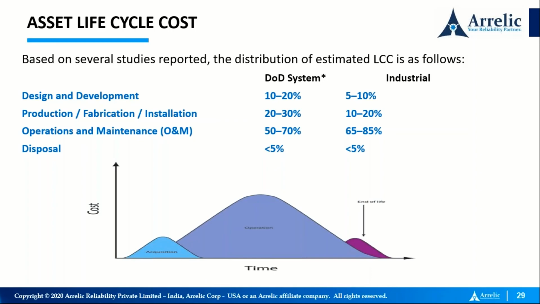So in a graphical format, you can see that the acquisition, that is the capital cost of buying and starting the project, although very expensive, in comparison to the operation and maintenance, it's only a small mountain. Big mountain is here, operation and maintenance. And this here is the disposal cost.